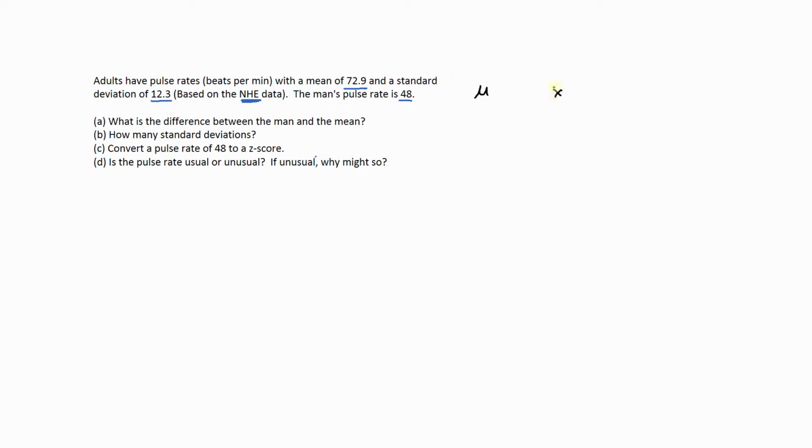the x bar. So this x bar represents the mean of the sample, and the mu stands for the mean of the population. So we have 72.9 beats per minute, and the standard deviation of the population is indicated by this Greek letter sigma, and that's 12.3. And the men's pulse rate, one of our data values, will be 48.